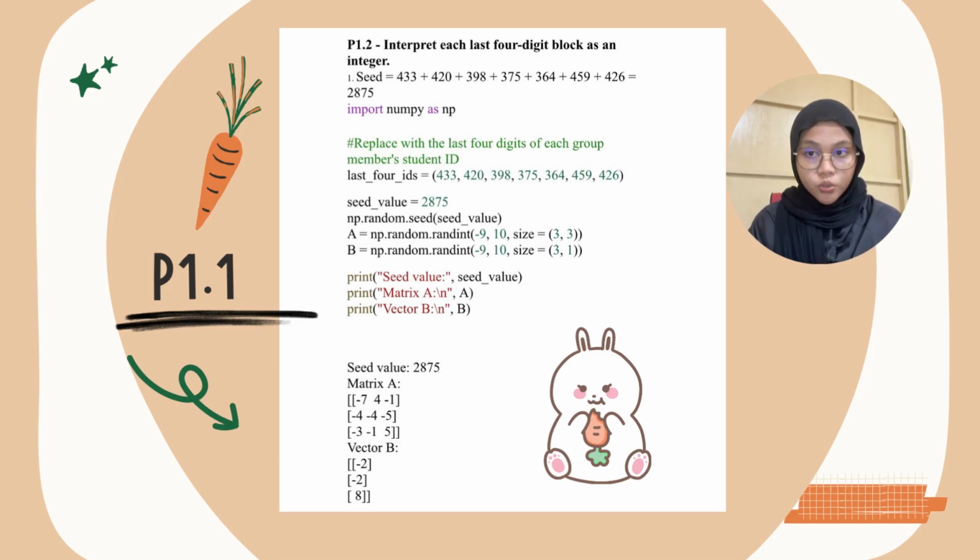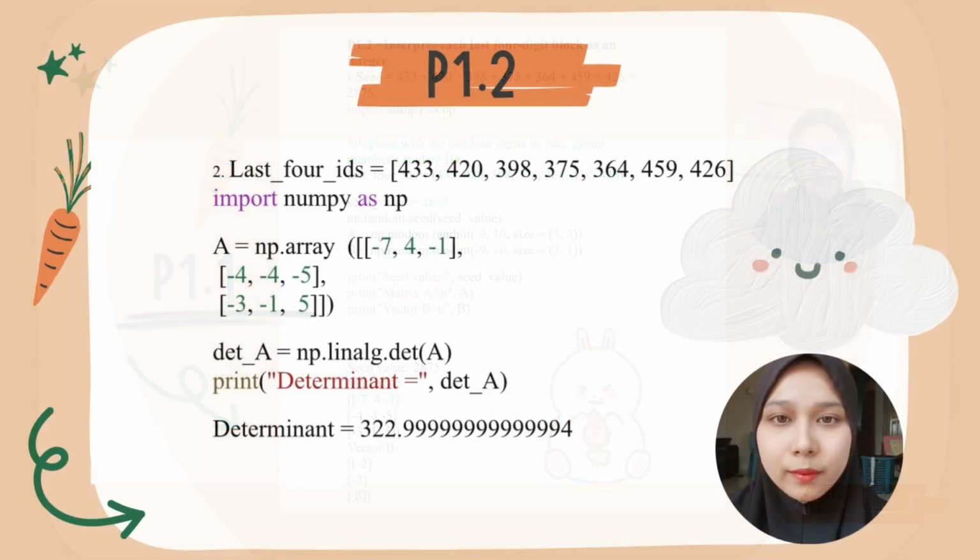With this seed value, we generate a 3 by 3 matrix A and a 3 by 1 vector B, with entries ranging from -9 to 9. The generated matrix A and vector B are displayed on the slide. This approach ensures that the data is random, yet consistent and suitable for further mathematical analysis.